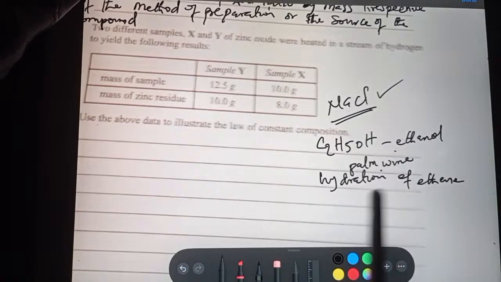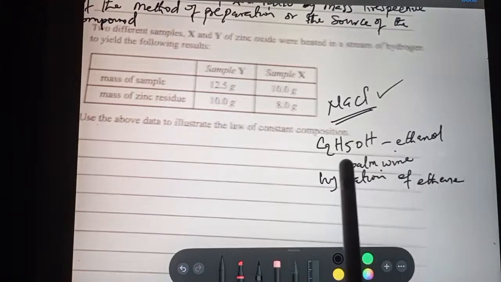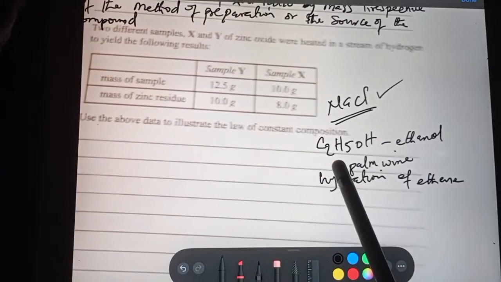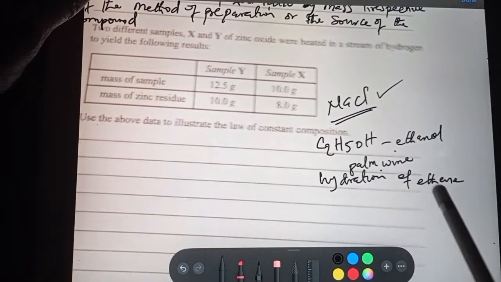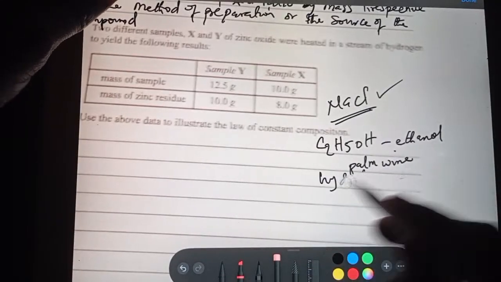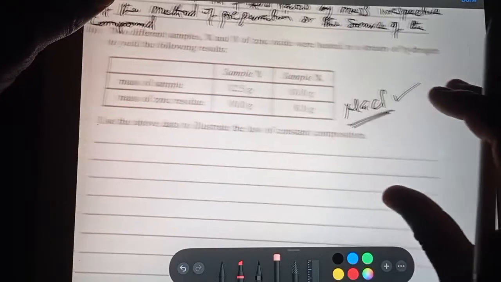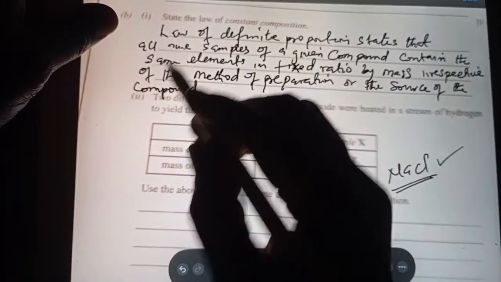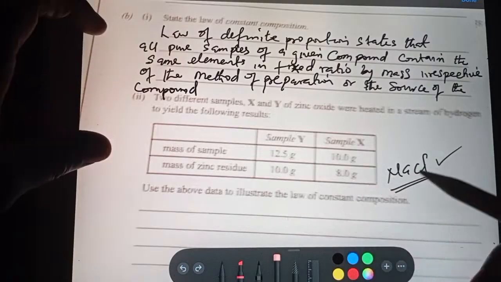But for the one from ethene, you just hydrate it in the presence of acid, add water to it, and it becomes ethanol, but not just simply adding water. Some people will tell you the one gotten from palm wine is the best. It's funny. Hydration of ethene, as far as it's pure, is the same ethanol and will give the same effect. So all pure samples of a given compound, irrespective of the method of preparation, as far as, remember, what matters is that it's pure. They say pure sample. So it doesn't work when you don't maintain that term pure. All pure samples, that's when it works.